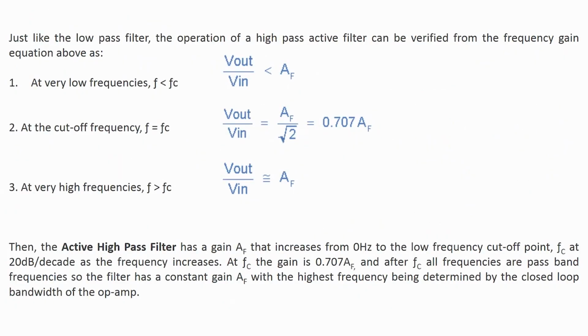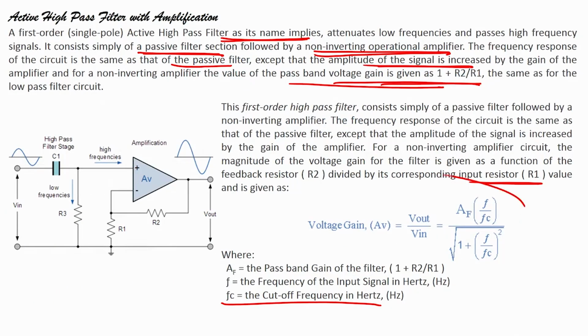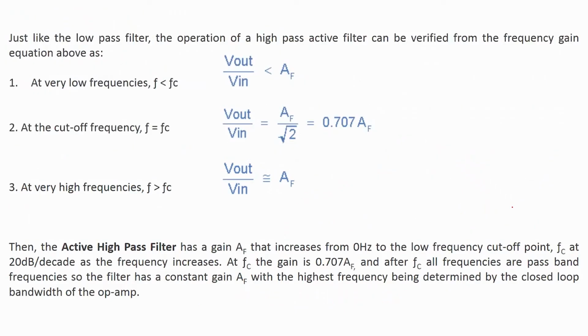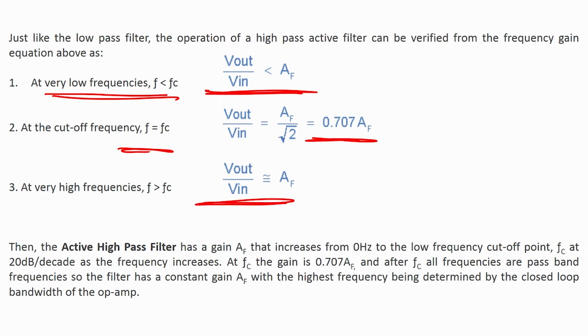So, in this case if I use this particular formula and if I see that at very low frequencies, what will happen? At very low frequencies my V out by V in will be extremely less than AF, but at f equals to FC I will have the similar value 0.707, but at very high frequency my value would be equal to AF. So, then the active filter, so what does that mean?